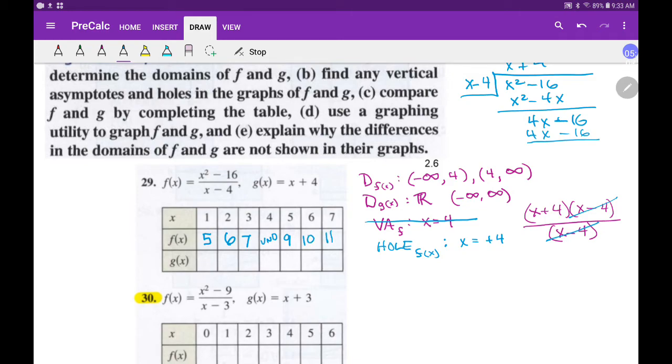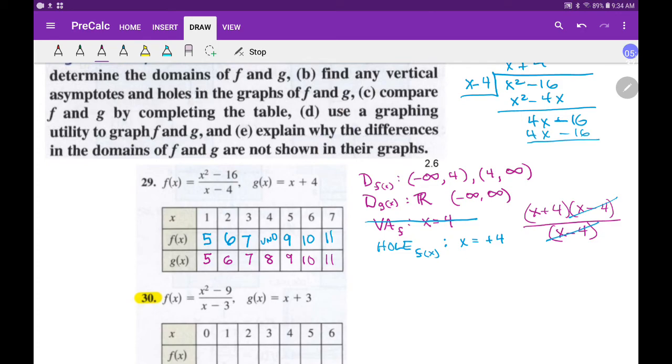Okay, and then I'm just going to add 4 to whatever I have here, and you'll see, it's pretty close. I'm adding 2, so I get 6. I'm adding 3, so I get 7. I'm adding 4, and I'm allowed to be 8 there. And so the only difference is that g of x is allowed to be 4. It's allowed to have 4 as an input, whereas f of x is not.